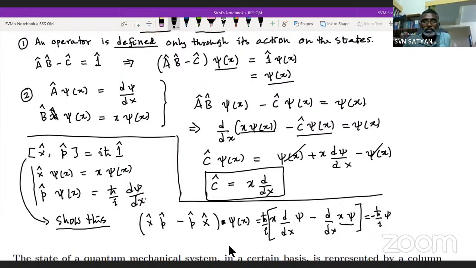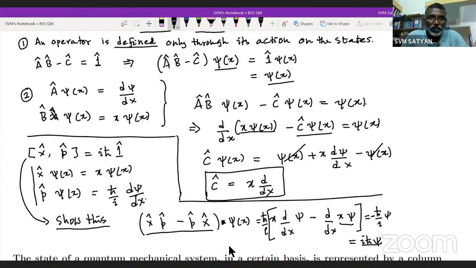Now you take this i to the numerator, you will get i h cross into psi. And that is what gives you that xp minus px on psi of x is simply i h cross psi. That means this is like identity operating on psi. That is how this Heisenberg's commutation relation is understood.